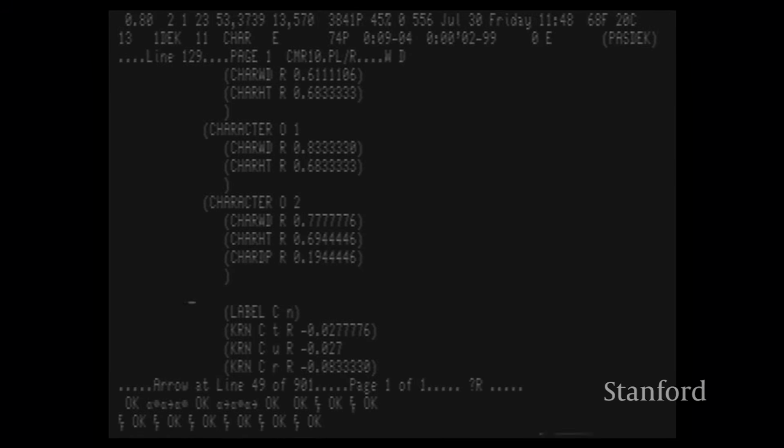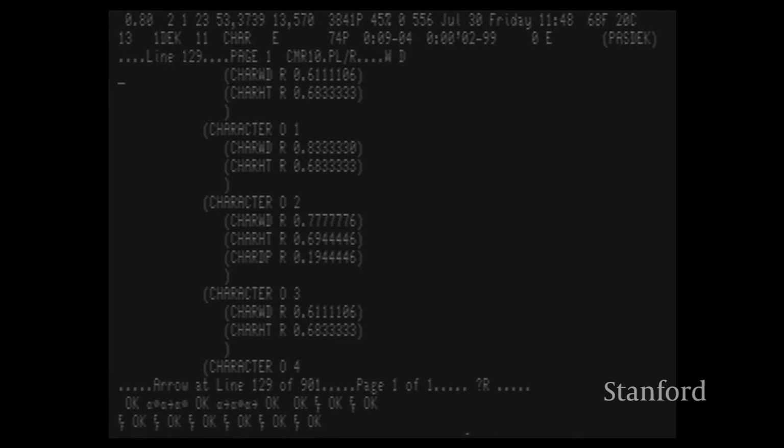Okay, now we're getting into the characters themselves. And for each character, the properties are typically the width and height and depth and italic correction. We don't list it if it's 0. So character octal 1, which is an uppercase Greek delta, has no depth, so the depth is 0. Character octal 2 does have a little bit of depth.